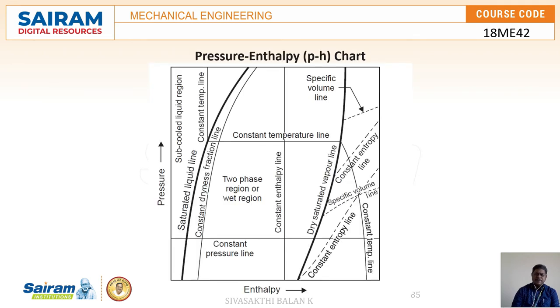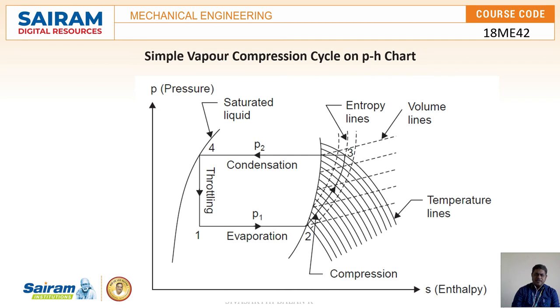And this is the pressure enthalpy chart of the steam. It is one of the useful charts where we can calculate various properties of the steam based on the available values. In refrigeration, we use this chart to identify and locate the enthalpy based on the quality of the steam. This is how it looks. And a simple vapor compression cycle on the pressure enthalpy chart looks like this.